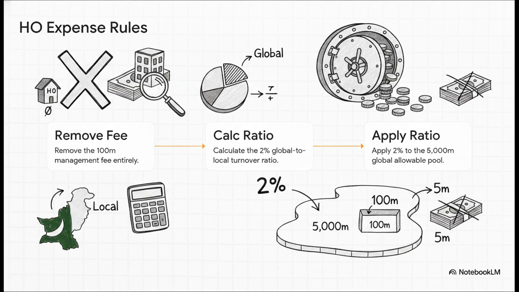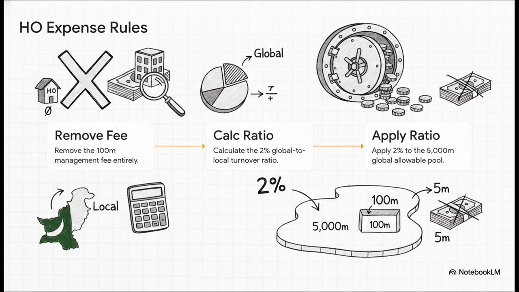0. Next, we deal with the remaining allocated expenses. The rules clearly dictate we must allocate head office expenses based on the turnover ratio. The branch's local turnover is 1,000 million, while the global turnover is 50,000 million. Doing the math, that means the Pakistan branch represents exactly 2% of global turnover.